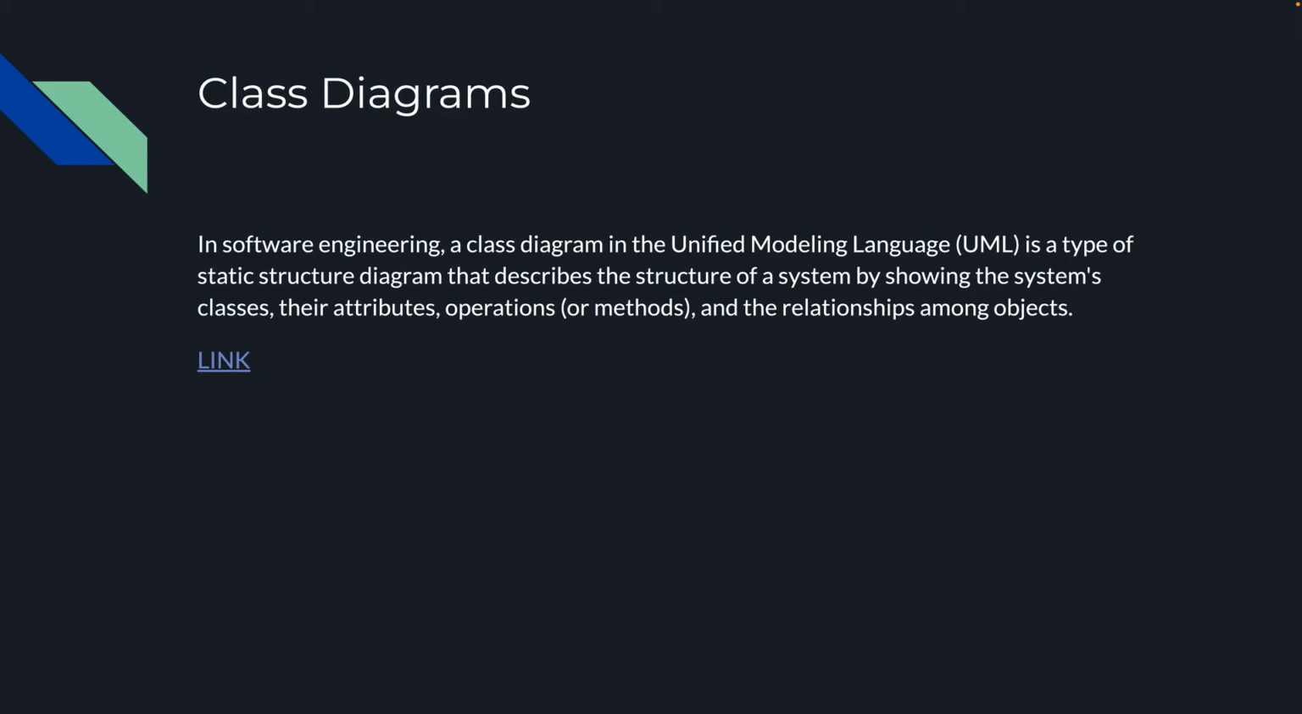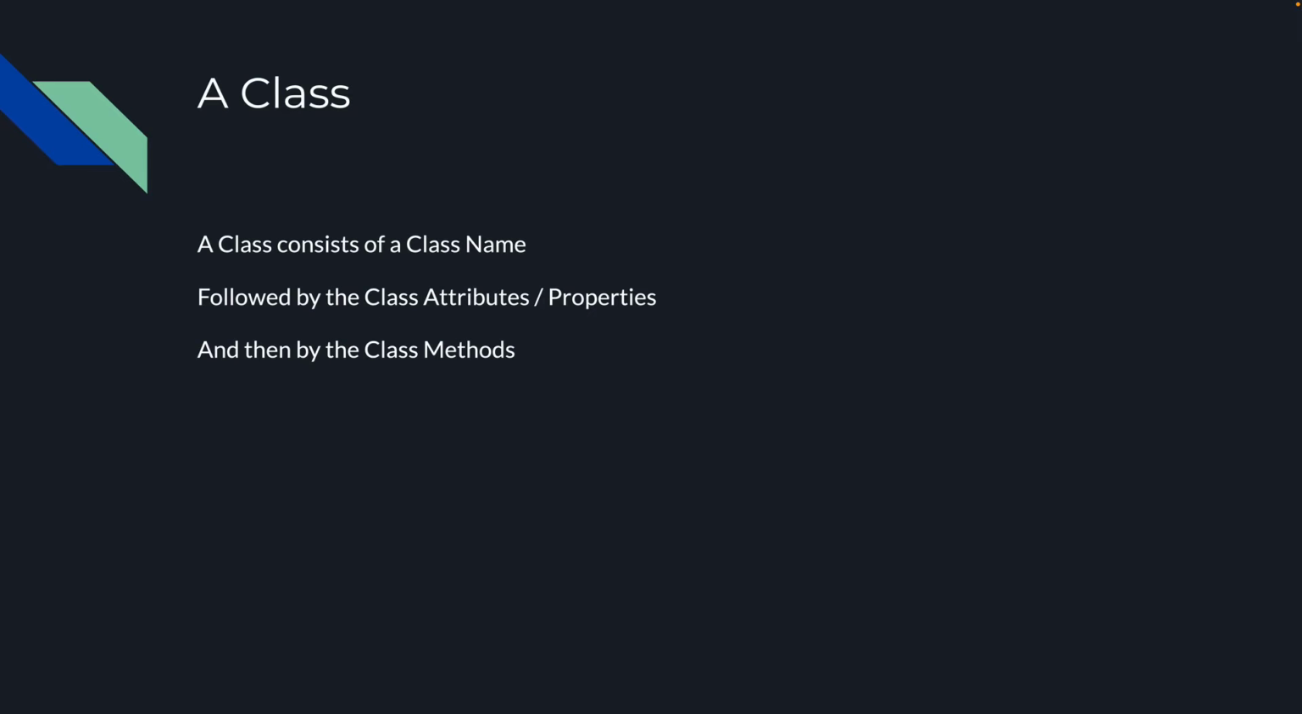So a class diagram in the Unified Modeling Language is a type of static structure diagram that describes the structure of a system by showing the system's classes, their attributes, operations, and their relationships among these objects. Right. A class consists of a class name followed by the class attributes, properties, and then by a class method. And now we're going to open up StarUML and show you around creating classes and the basic ways of connecting them.